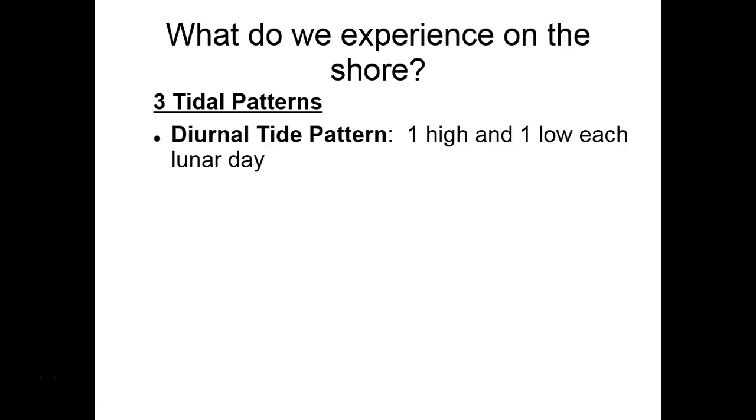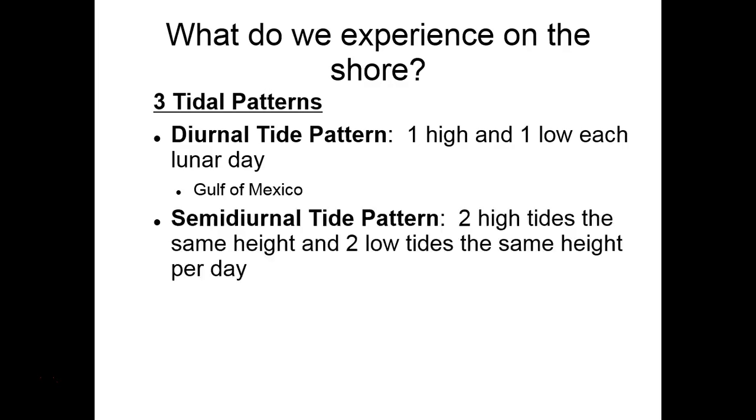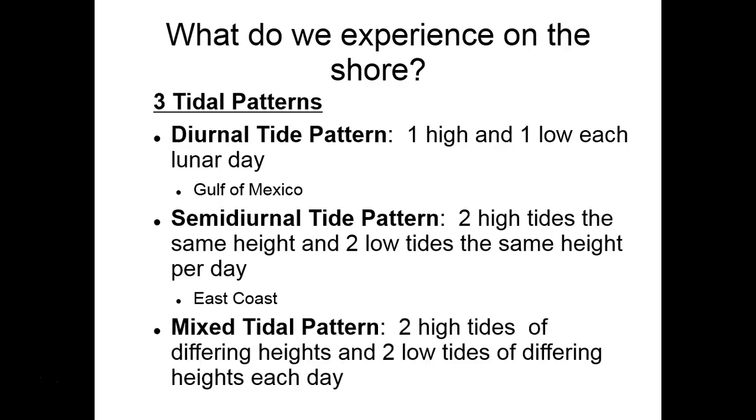Okay, so three tidal patterns. You have the diurnal tidal pattern, which is one high and one low each lunar day, and we experience that in the Gulf of Mexico. We have a semi-diurnal tidal pattern, which is two high tides that are the same height and two low tides that are the same height per day. That we experience on the east coast of the United States. And then here we experience a mixed tidal pattern. That's two high tides of differing heights and two low tides of differing heights each day. And again, that occurs on the west coast of the United States.